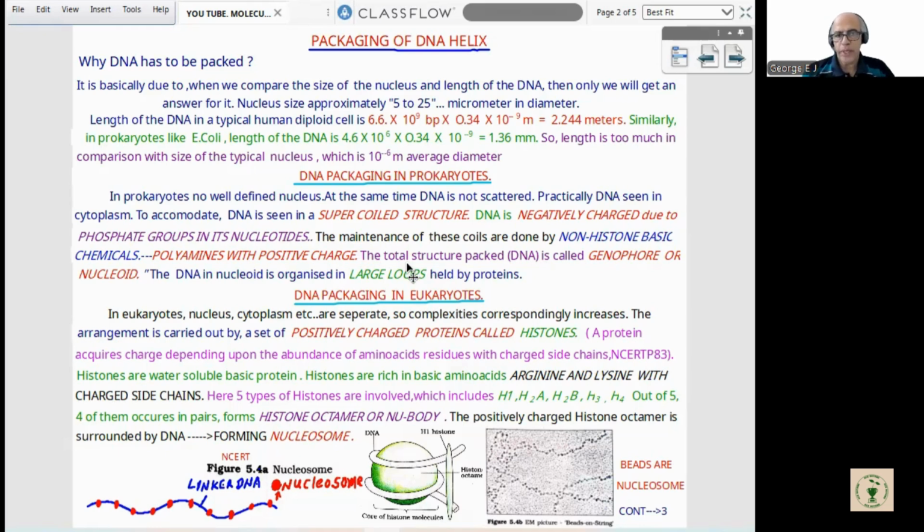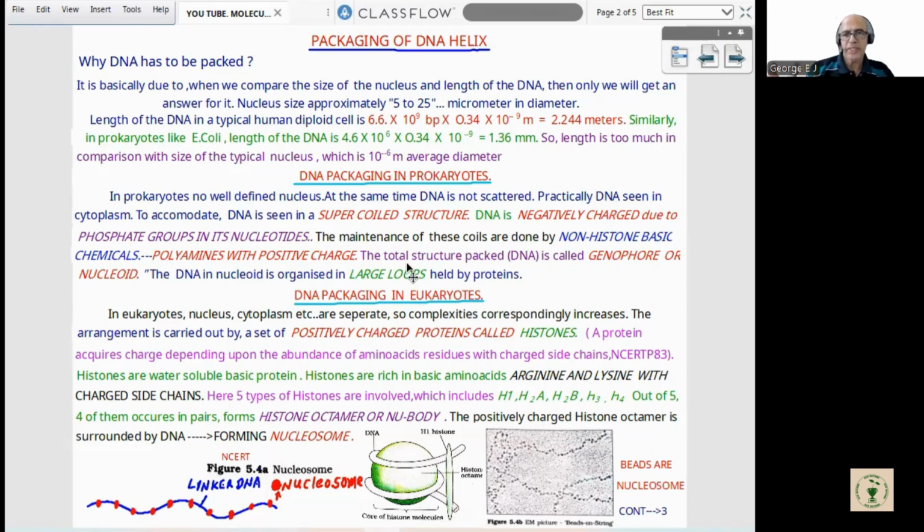We know that in prokaryotes there is no well-defined nucleus. But at the same time, DNA is not scattered. So practically DNA is seen in the cytoplasm. So it has to be accommodated. So how will things be arranged? Nature made such an adjustment in which DNA is seen in a supercoiled structure.